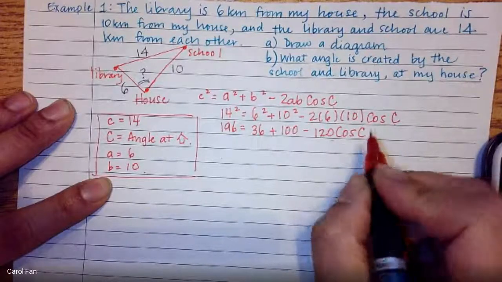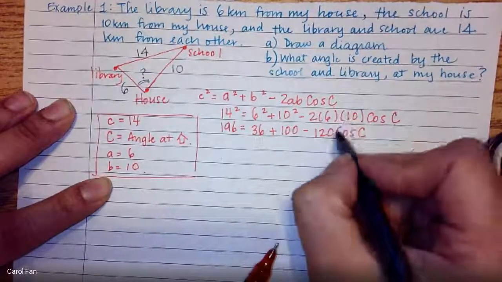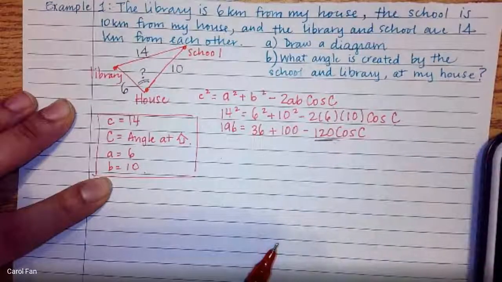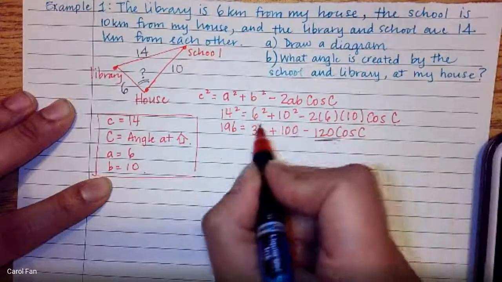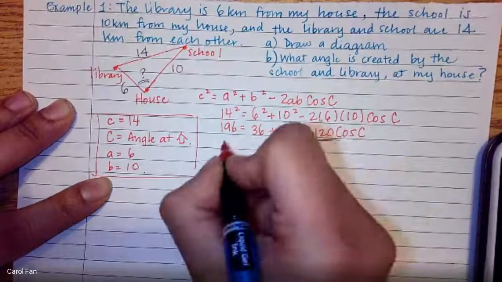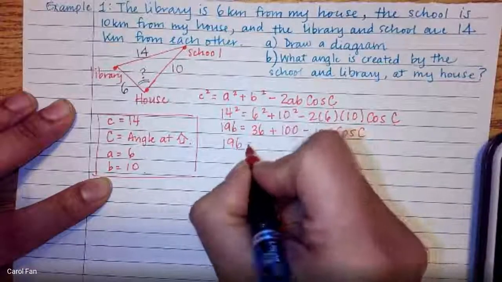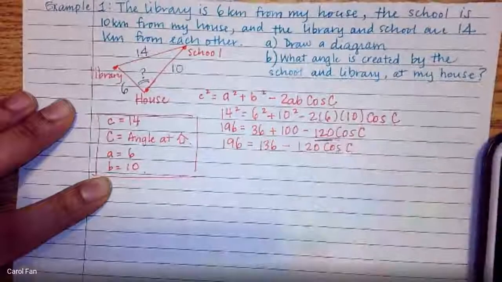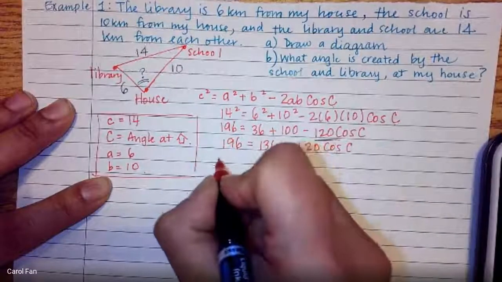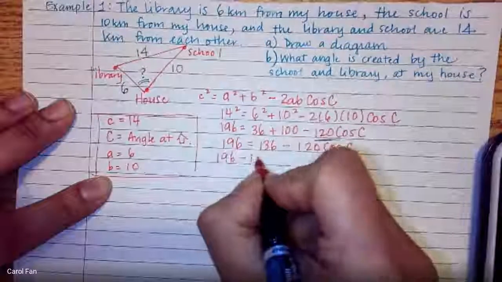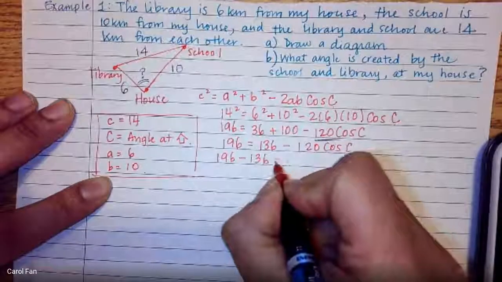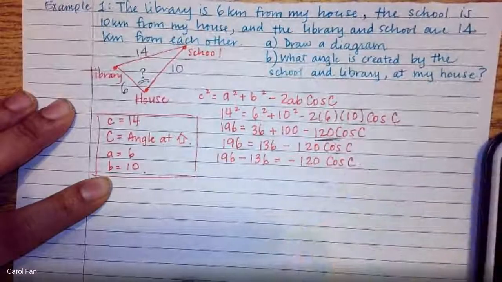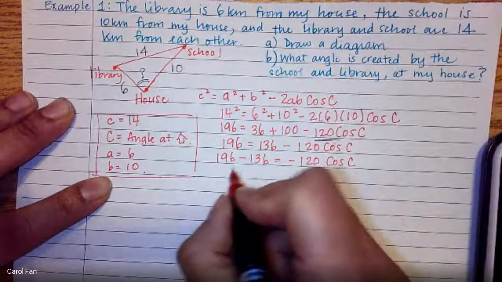All right, let's continue to collect our like terms. Now, 120 is the coefficient of cosine C. It's not a like term like these ones. So I'm going to keep that separate. 196 is equal to 136 minus 120 cosine C. Let's continue to rearrange. 196 minus 136 is equal to negative 120 cosine C.